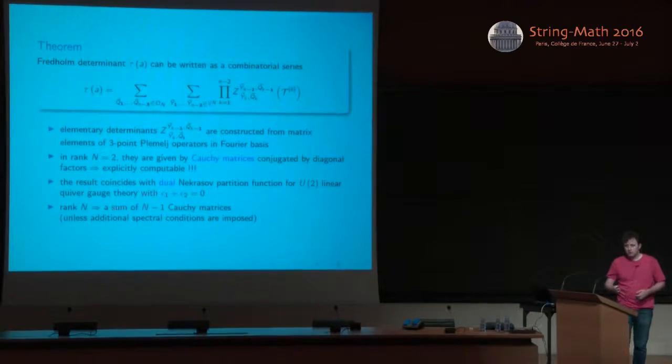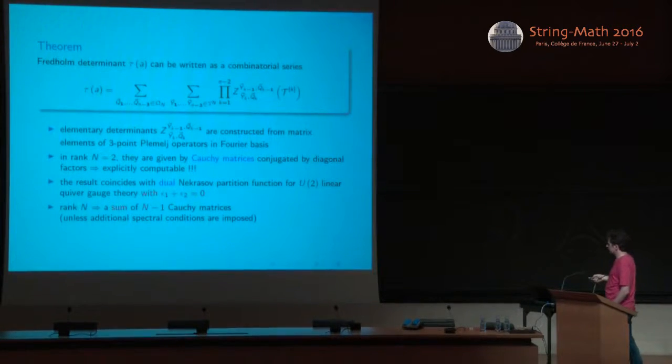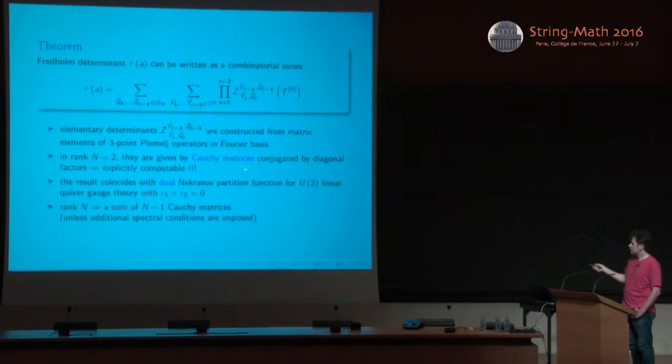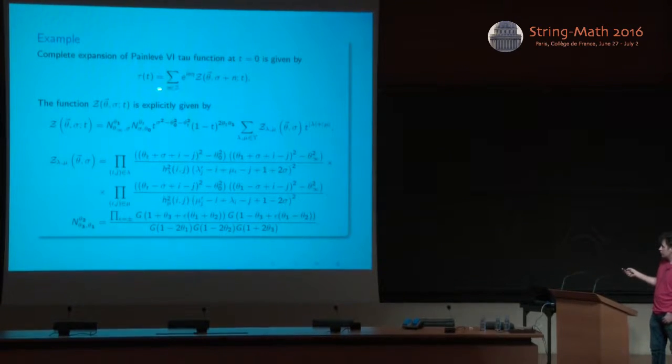So in this way, the previous formula can be rewritten in a yet more familiar form. The Fredholm determinant is given by this multiple sum, which in the Painlevé 6 case corresponds to the Fourier transform. This corresponds to the sum over tuples of partitions in Nekrasov instanton partition functions. And these elementary determinants can be constructed from matrix elements of Plemelj operators in the Fourier basis. It happens that in rank 2, they are given by Cauchy matrices, and they are explicitly computable. And so we end up with a very explicit combinatorial formula for the tau function.